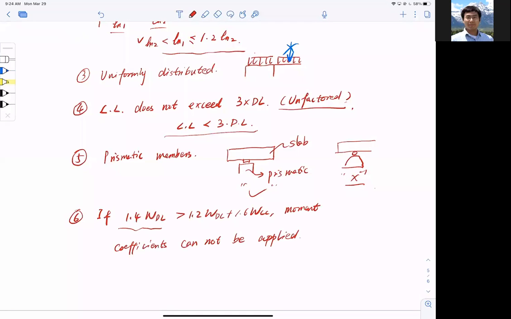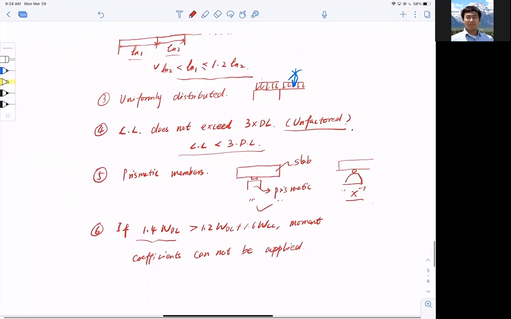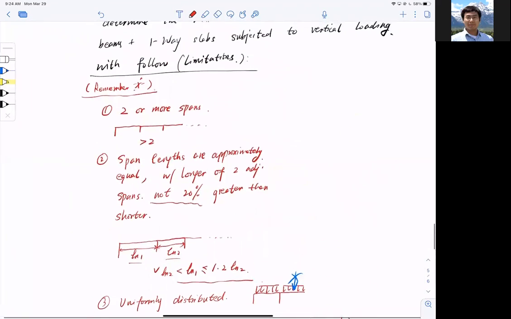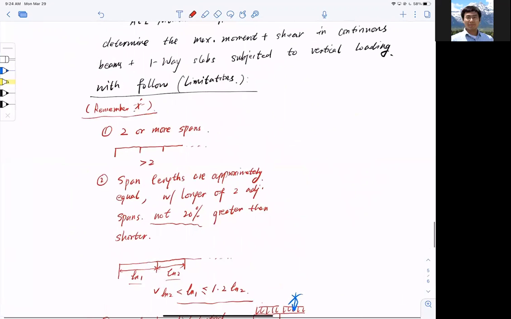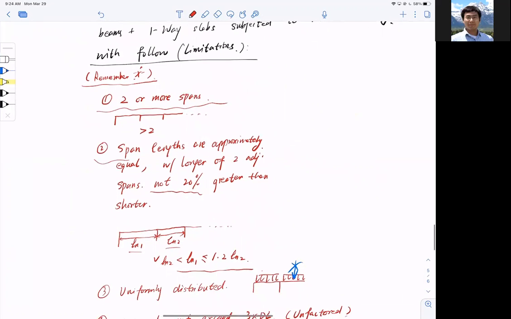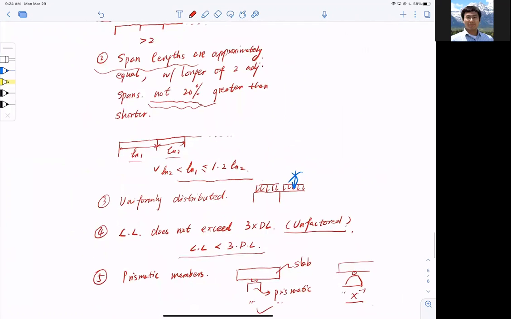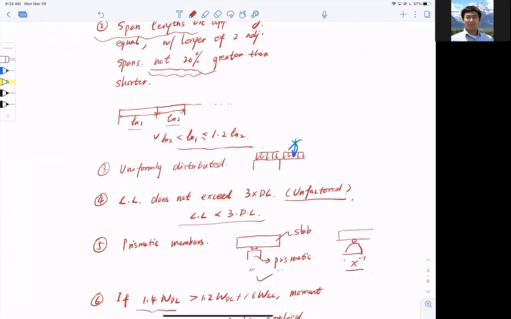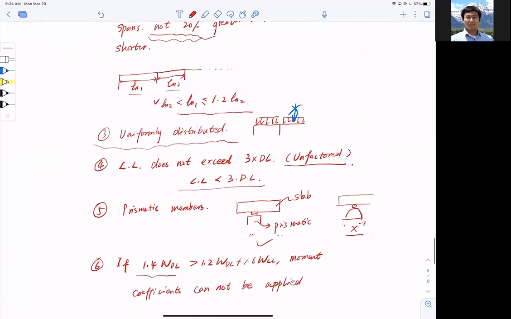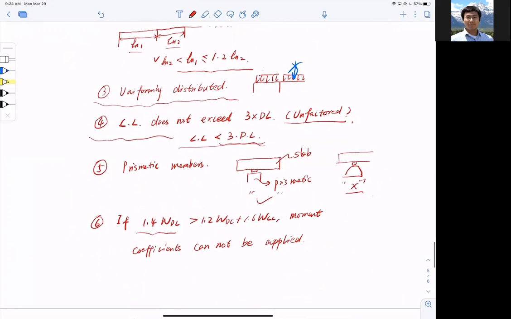All right, so that's all the list. Such a long list, but these are the rules if we want a simplified approach. So let's review them. Two or more spans is easily satisfied. Span lengths have to be within 20% of the adjacent one. Uniformly distributed loading, no concentrated force allowed, and live load does not exceed 3 times dead load, which most cases are.